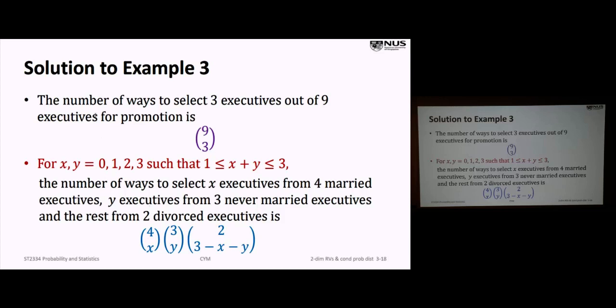This uses our combinatorial type of construction. The first thing is that we want to work out the total number of ways of selecting 3 executives from 9, and we know that, because we've seen it many times. That's 9 choose 3. If you did tutorial 2, this is the denominator in those questions, definitely question 3, which was on the poker hands.